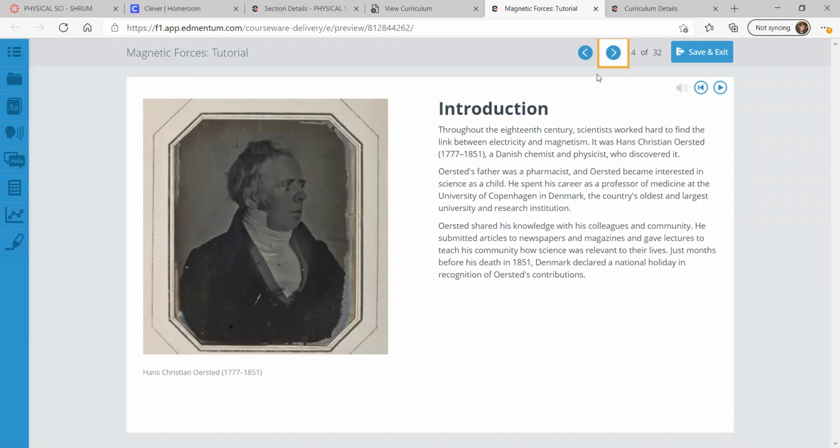Ørsted shared his knowledge with his colleagues and community. He submitted articles to newspapers and magazines. He gave lectures to teach his community how science was relevant to their lives. And just months before his death in 1851, Denmark declared a national holiday in recognition of Ørsted's contributions. And here's a photo of him there.